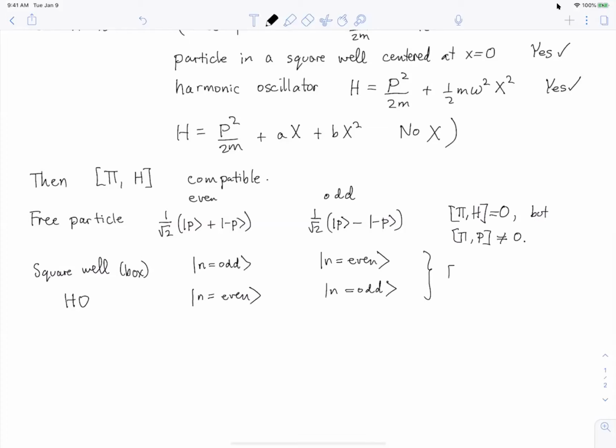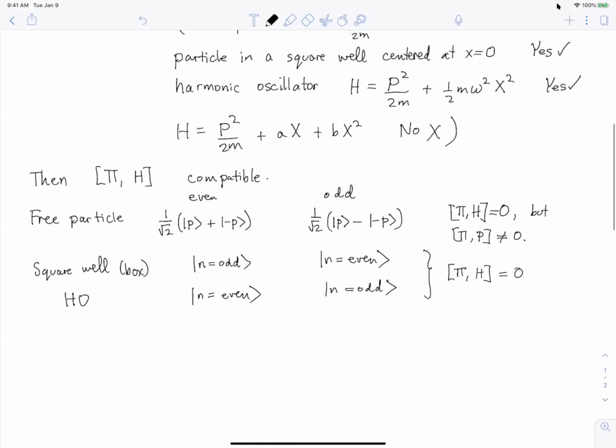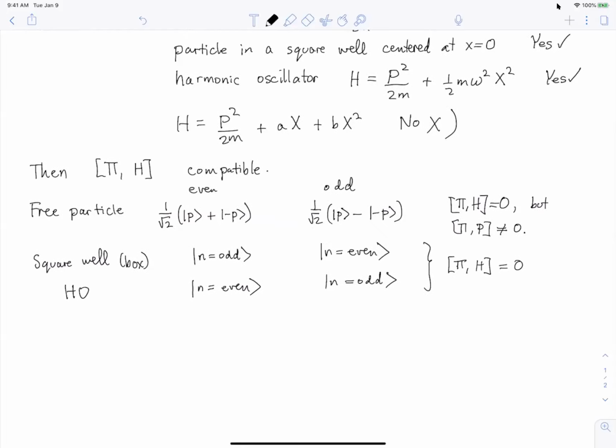And the reason we write them this way is, again, because the parity operator commutes with the Hamiltonian. So anything that's an eigenstate of the Hamiltonian, if it's non-degenerate, which it always is in one dimension for a bound state, is also automatically a parity eigenstate.